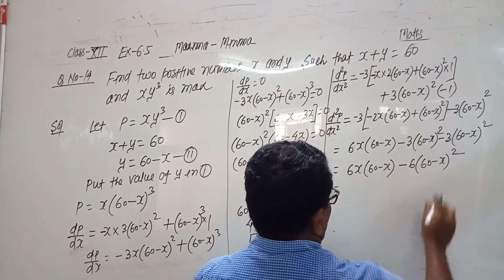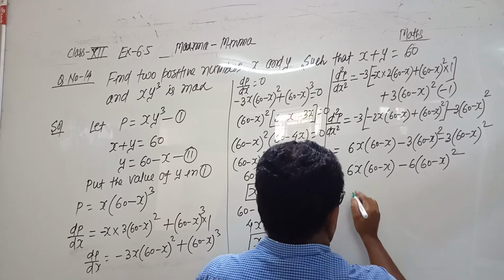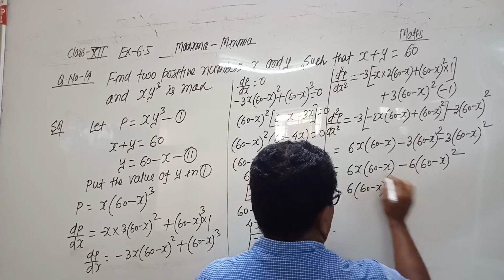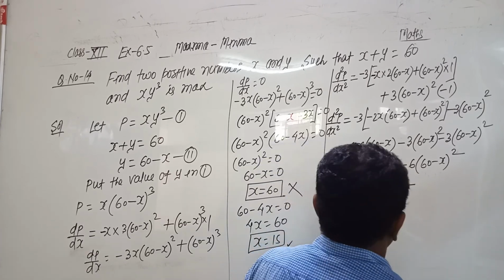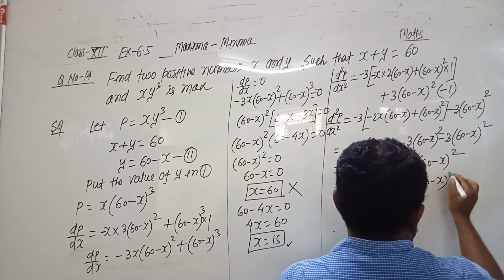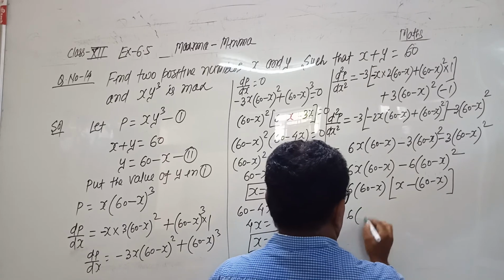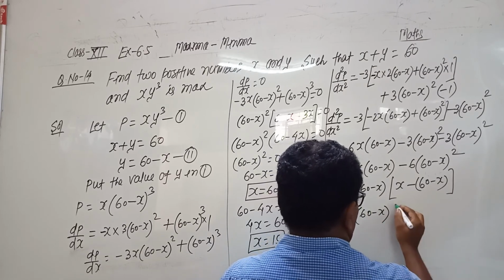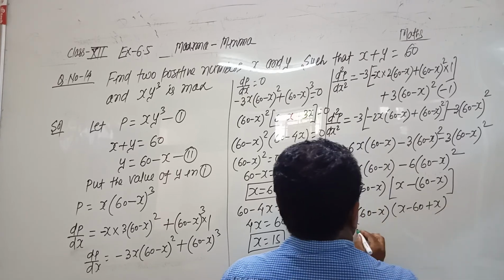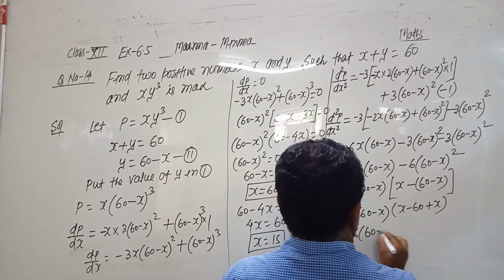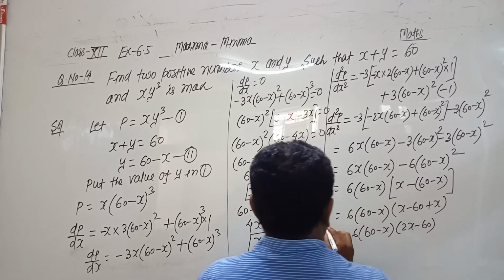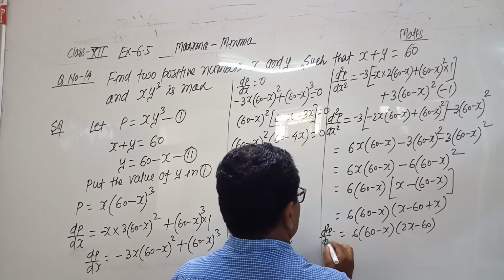Now taking common, 6 and (60 minus x) is common. So we get x minus (60 minus x) one time. And the result we get is 6 into (60 minus x) and (x minus 60 plus x). So 6 into (60 minus x), and this is (2x minus 60). This is d²P/dx².